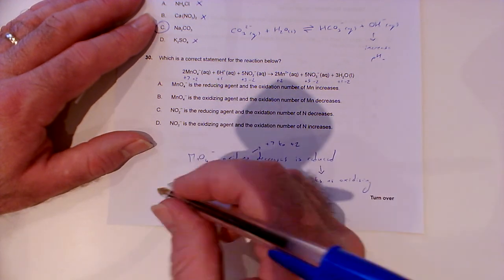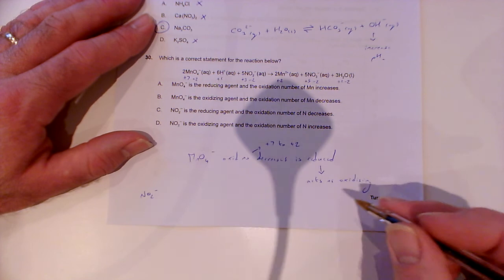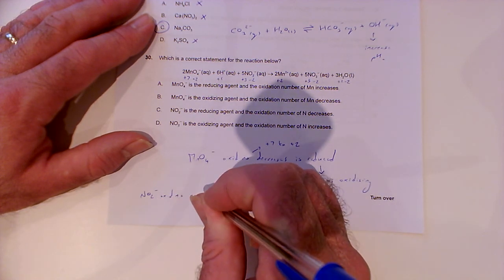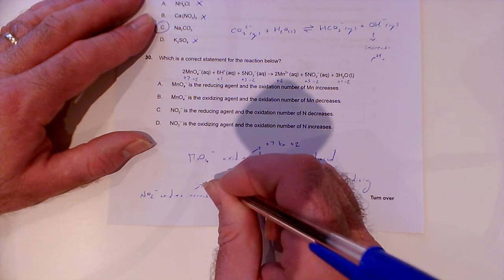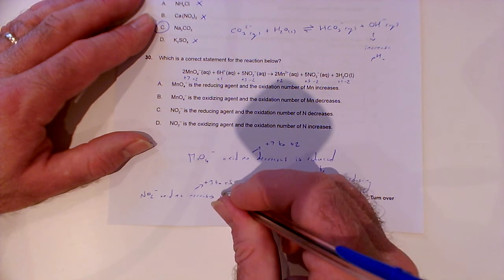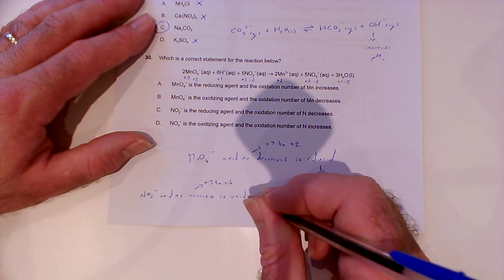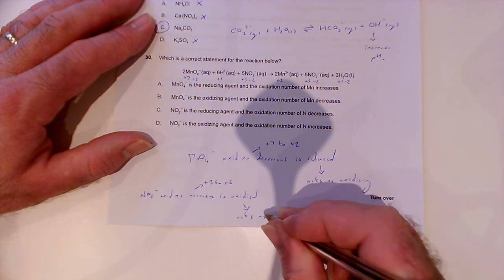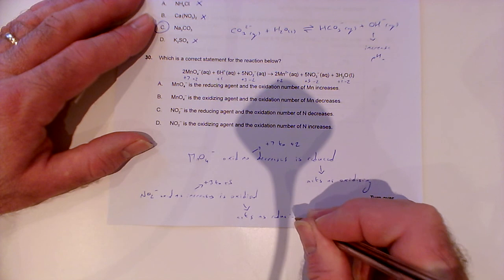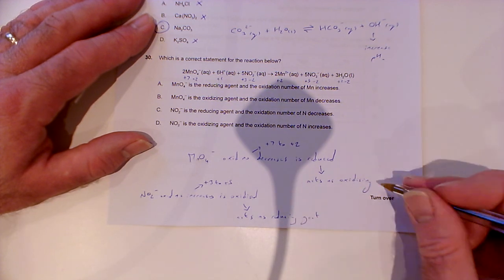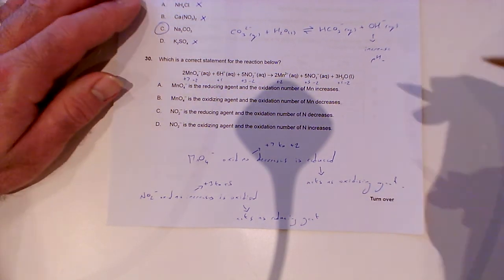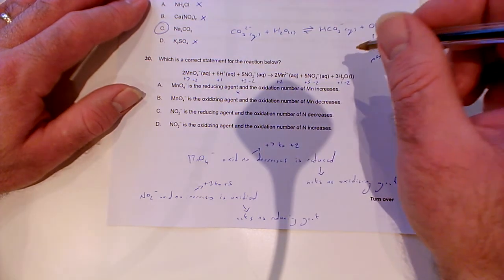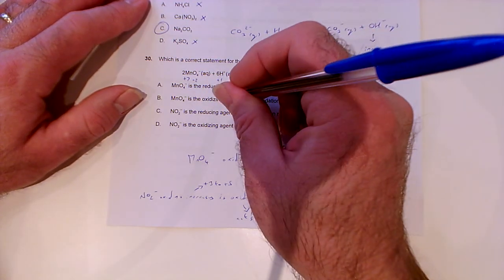And then your nitrite, so your NO2 minus, well, that oxidation number increases. It goes from +3 to +5. So it's oxidized, which means that it's actually the reducing agent. So it's reducing the other one. So permanganate is the reducing agent. Well, that's wrong. It's the oxidizing agent. Permanganate is the oxidizing agent. Yes, that's right. Let's check here.